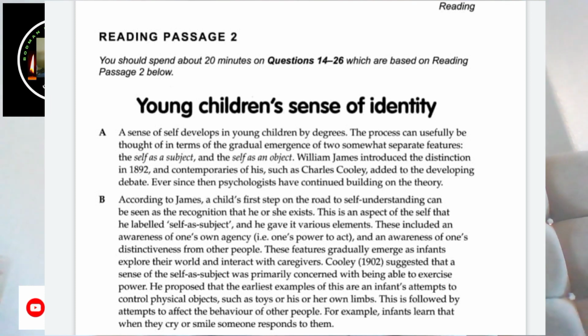And he told us it had various elements, that the feature develops as infants explore their world and interact with caregivers. Cooley, 1902. Now, we know that we're supposed to stop because the passage wants to start talking about Cooley. We are not interested in Cooley for now. We are interested in James. Now that you know what James has said in the passage, let us quickly move to the next step. The next step is you will now go to the statements.